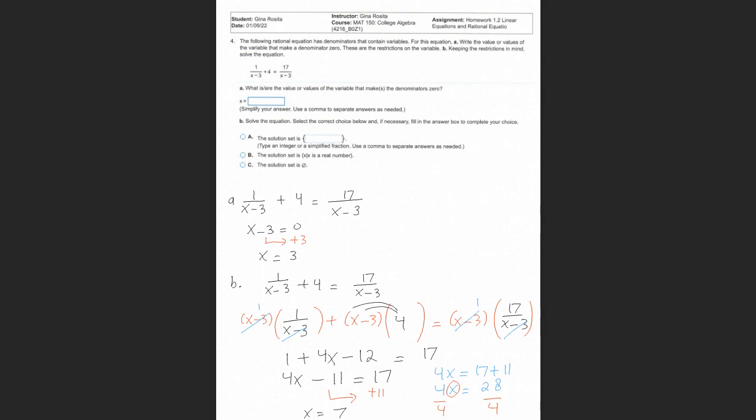Now x equals 7, so just go to the answer over here. So we got to find the answer. A, remember, the restriction is 3. The solution is, the answer is 7. Okay. Now the next one, number 5. The same problem, just a different equation. But the question is the same.